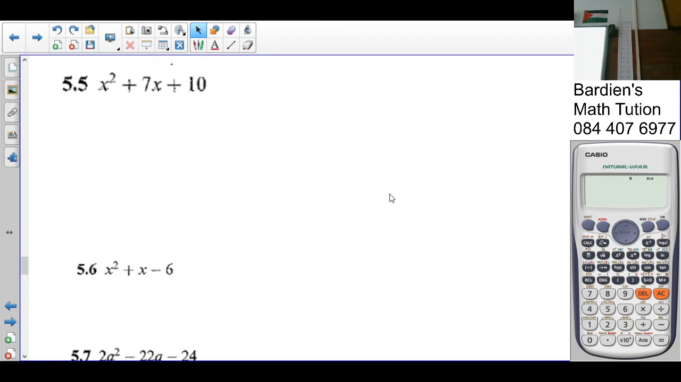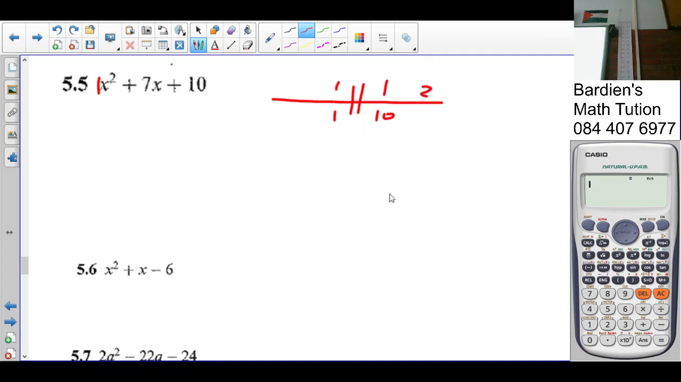Right, people, 5.5. What's happening here? Trinomial. Not so. We draw the product line. I know many of you can do it without this. The factors of 1 go on the left hand side. It says 1 times 1 is 1. Factors of 10: 1 and 10, 2 and 5.